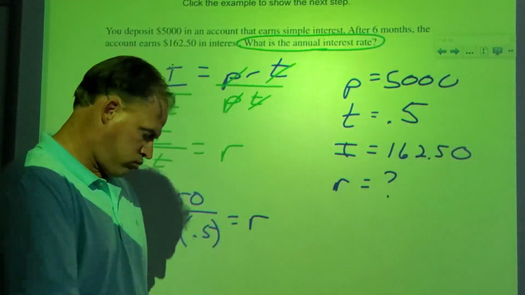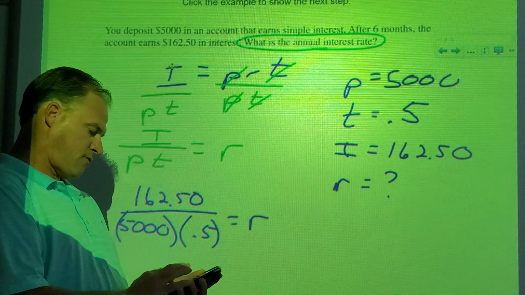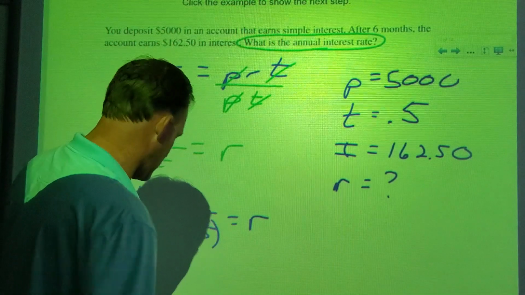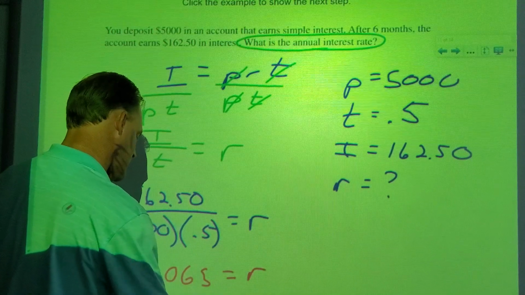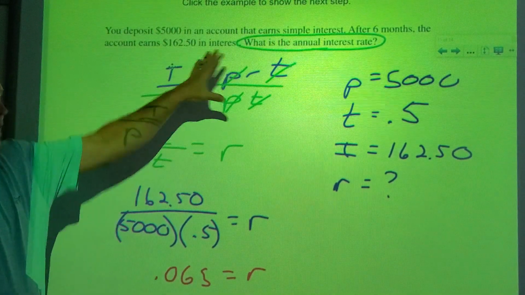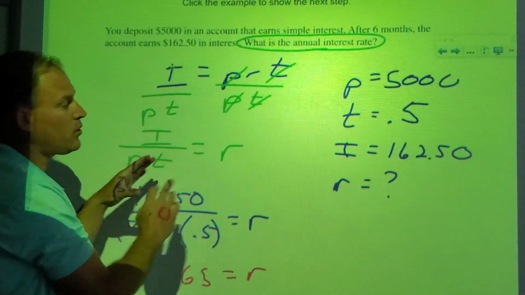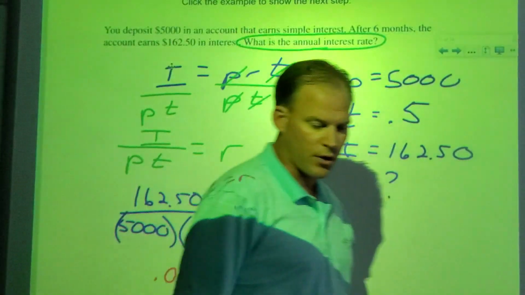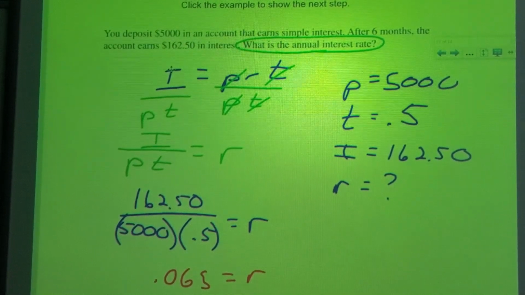Go to your calculator. 162.50 divided by 5,000 times 0.5. 0.065. 6.5%. So that's what you're supposed to do in this chapter. Take the formulas, isolate the variable they tell you, then substitute the numbers, do the math, get the answer. There you go. Questions, comments, issues, let me know.